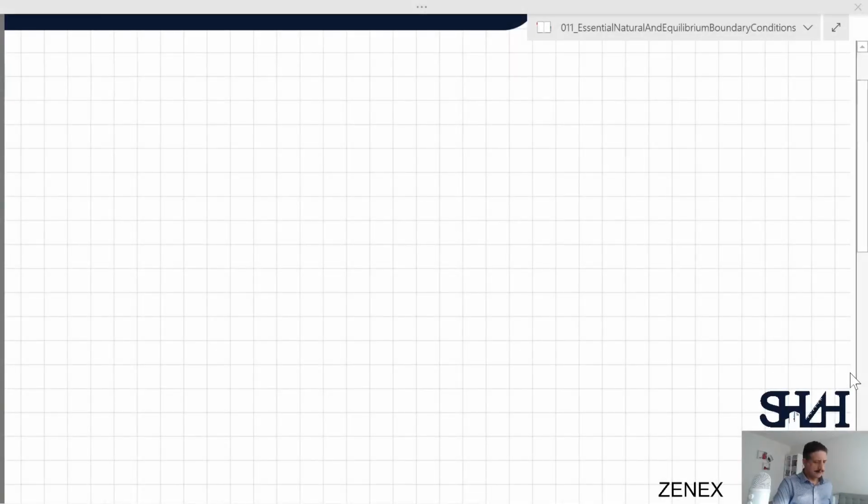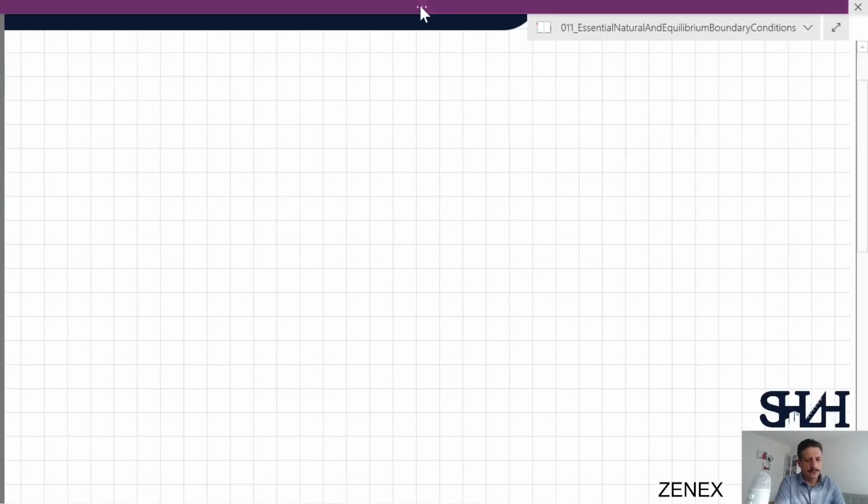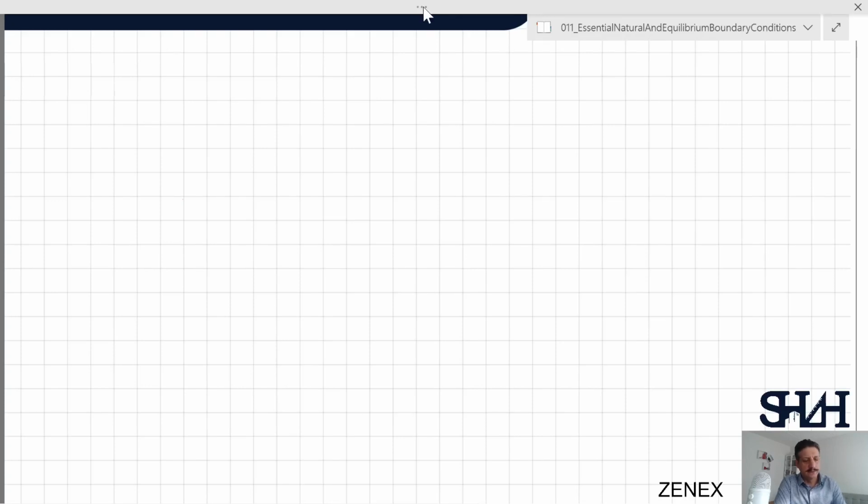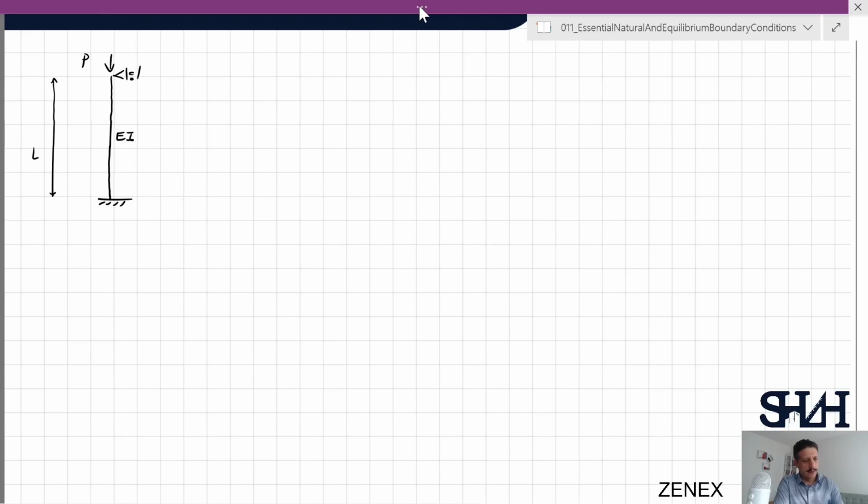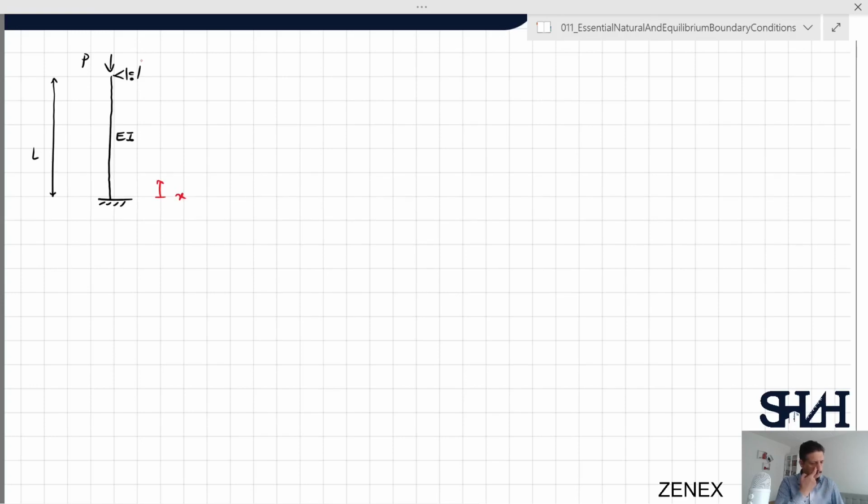Now, in this example, we are going to solve one cantilever from one side, and the other side is supported with horizontal support, subjected to force P with the length of L and the bending rigidity of EI. And let's assume that the bottom of this column is x equals to 0.